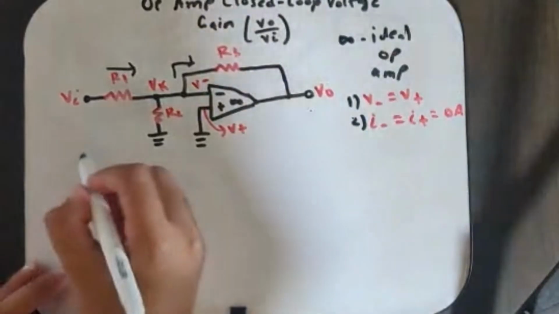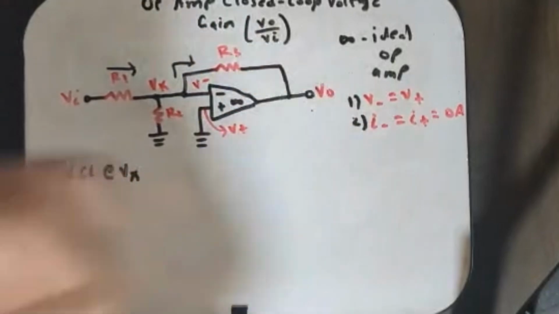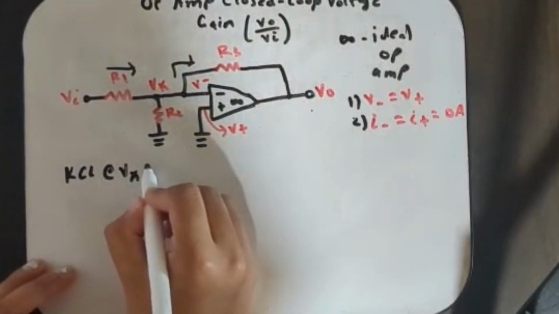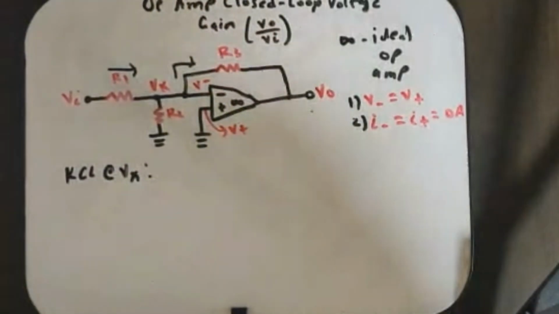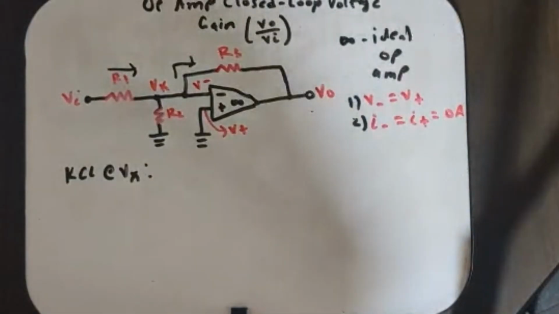So first, let's start doing KCL at Vx, the node Vx, correct? The way we do KCL is we see the currents that are coming in and the currents that are leaving that node. So when we look at Vx, which current is entering here?